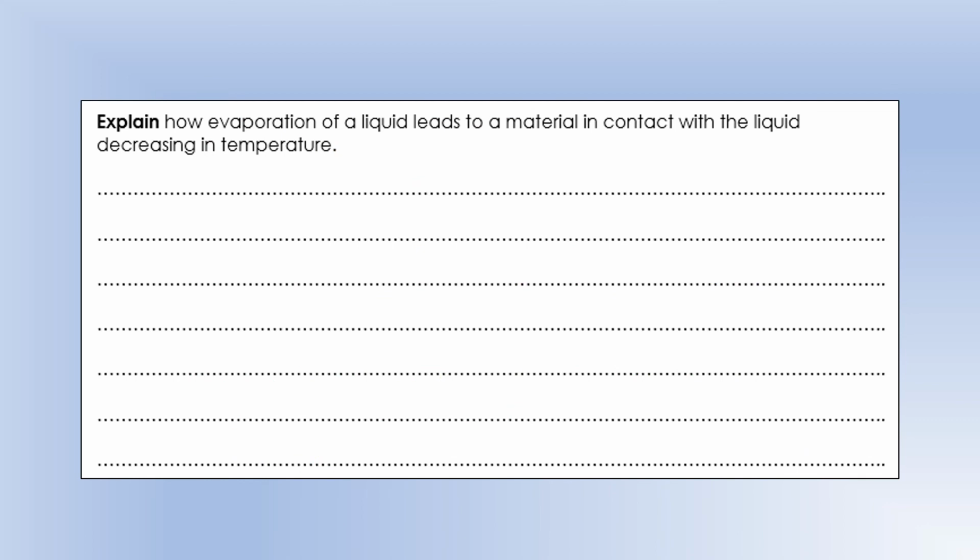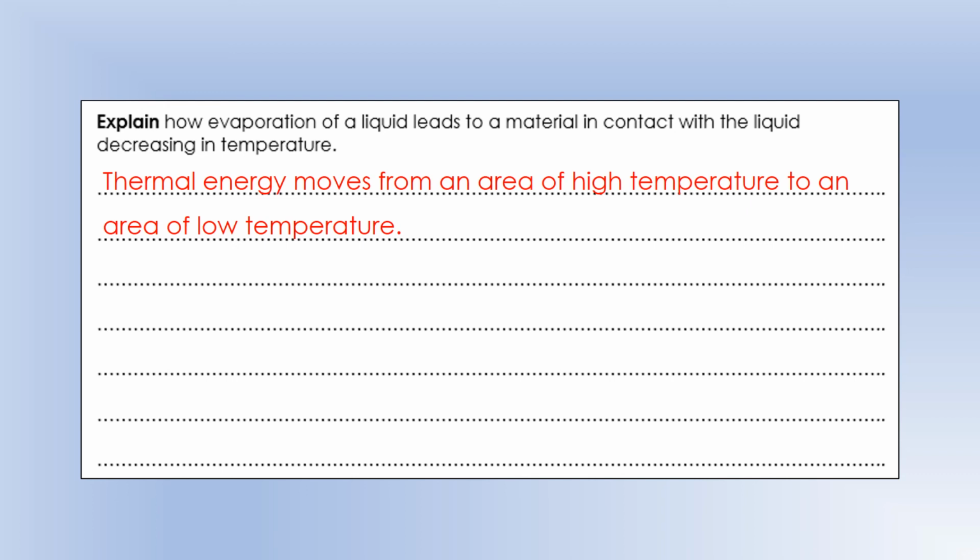Explain how an evaporation of a liquid leads to a material in contact with the liquid decreasing in temperature. Well, what we're also asking is, how does sweating work? Same thing. So the first thing to always remember is thermal energy moves from an area of high temperature to an area of low temperature. So that's going to be important.